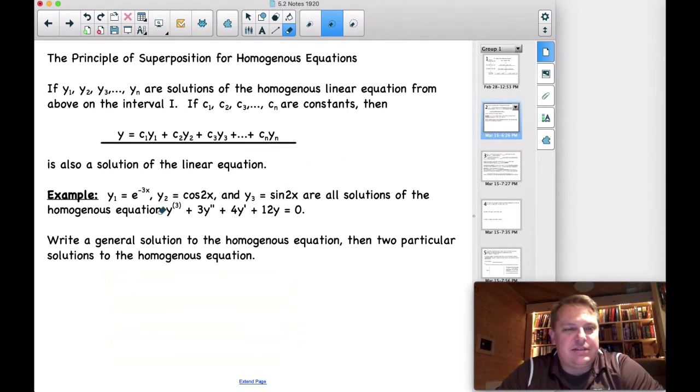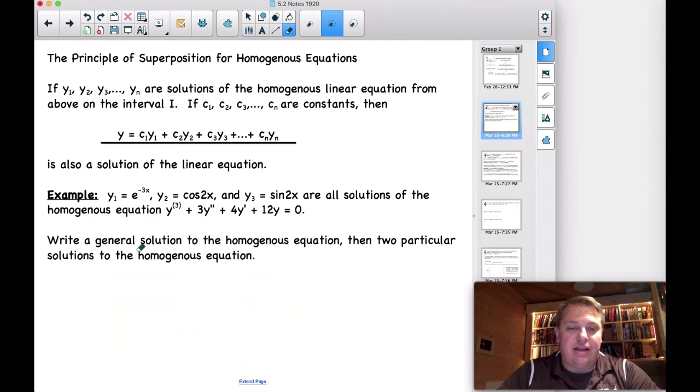So, for example, if y1 is e to the negative 3x, y2 is cosine 2x, and y3 is sine 2x, and all of those are known to be solutions to this homogeneous equation, we could do the work where we actually find the first, second, and third derivatives of each of these and check that they are solutions. I hope you'll take my word for it, but you absolutely could do that as a side exercise: find the three derivatives of each of these and confirm that they do satisfy this equation.